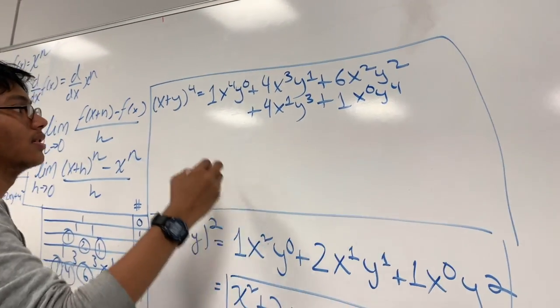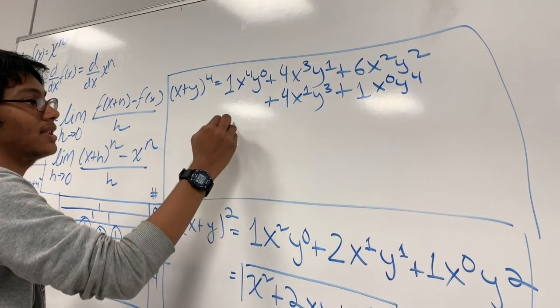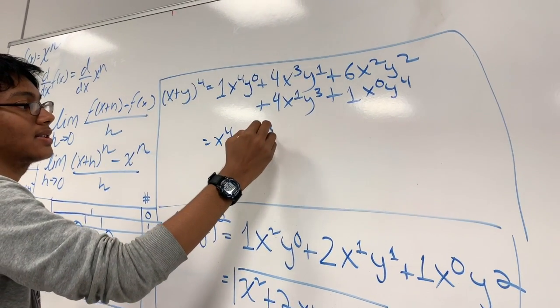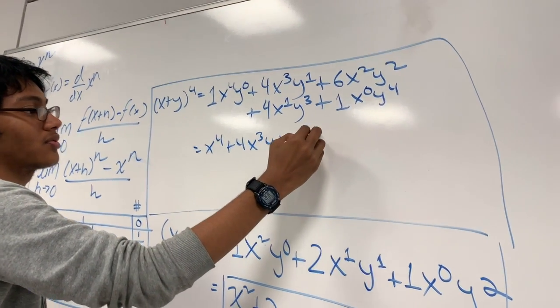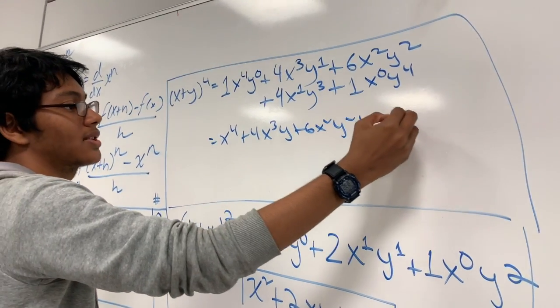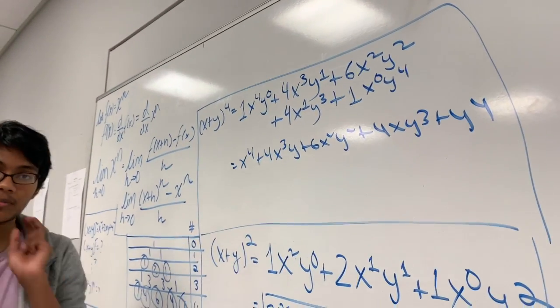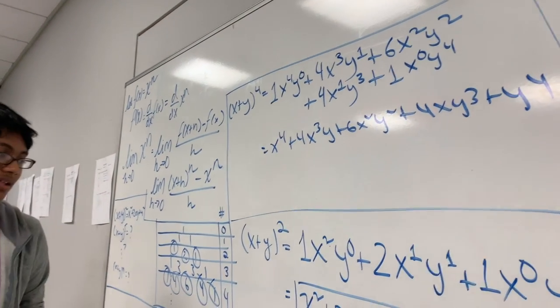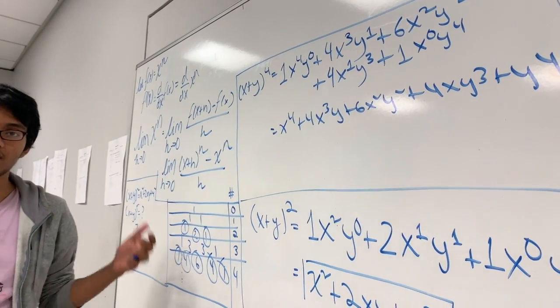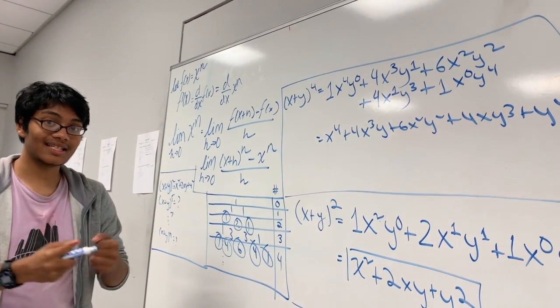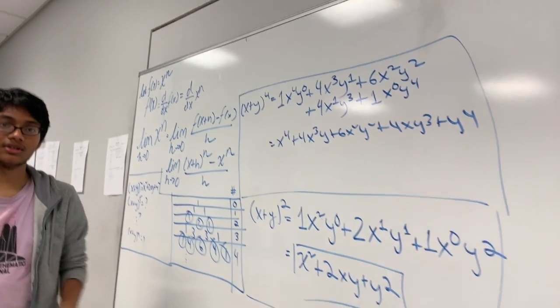This becomes 4. And if we simplify that, we get x to the 4th plus 4x cubed y plus 6x squared y squared plus 4xy cubed plus y to the 4th. So now I hope you have a general understanding of why Pascal's triangle is so useful and how it can help us expand binomial expressions.